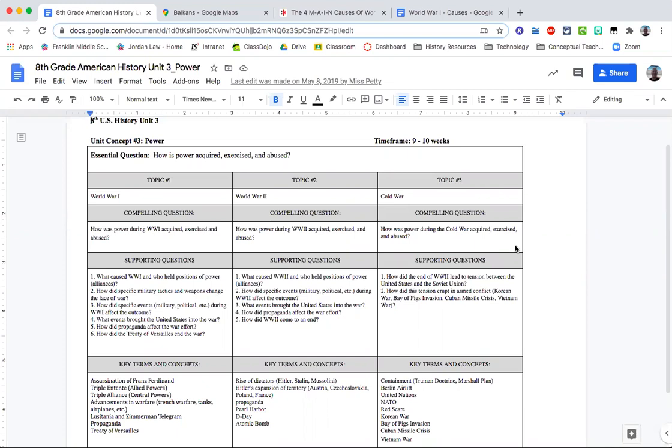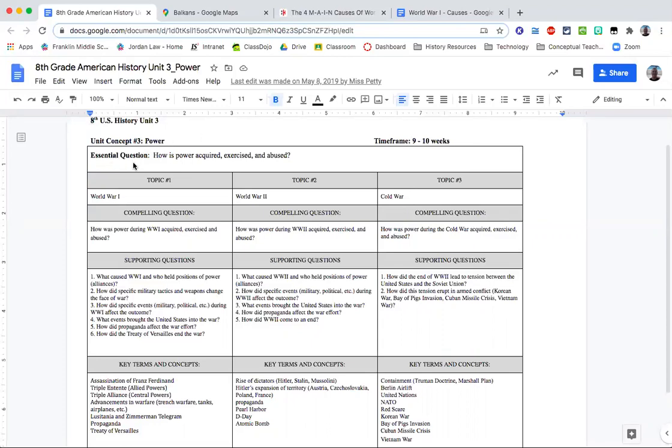What you see on your screen right now is our curriculum guide for our power unit. At the beginning of the school year, I talked about how we're going to be covering two different units, and power is the first one. Every unit is set up the same way, where we have the overarching theme for the unit, which again is power. We have a time frame which this year you can more or less ignore because that time frame is going to probably change just due to our current circumstances.